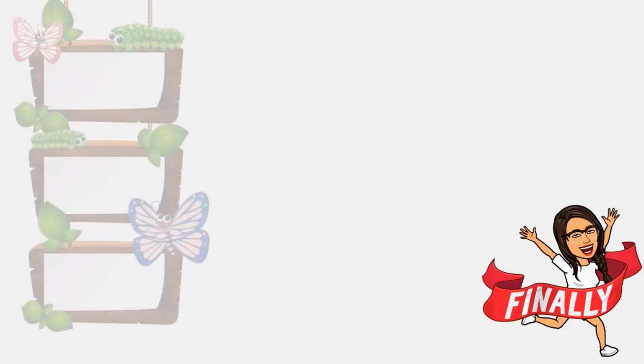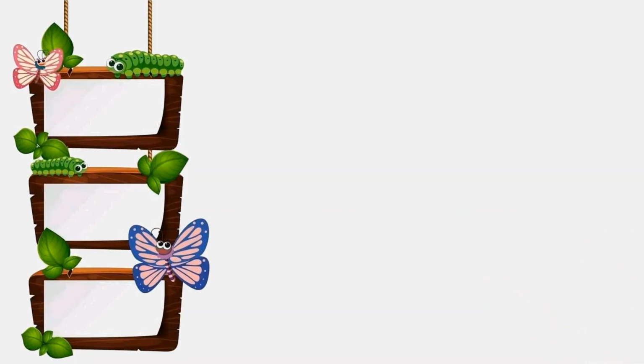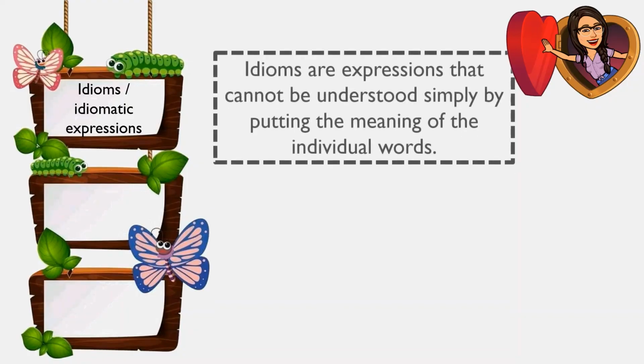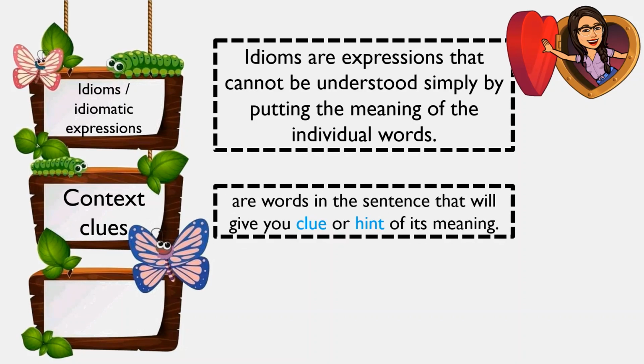Now before we are going to end up, let us just try to have the summary of this module. I want you to remember about idiomatic expressions. Idioms or idiomatic expressions are expressions that cannot be understood simply by putting the meaning of the individual words. And to understand these idioms or idiomatic expressions, we should look for context clues. Context clues are words in the sentence that will give you a clue or hint of its meaning. This is very, very helpful.